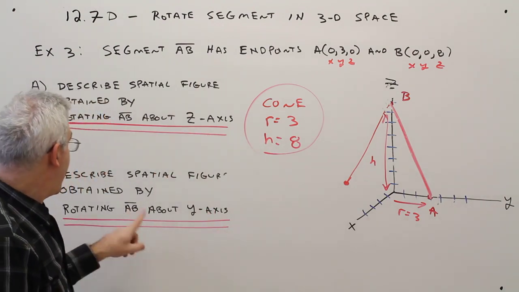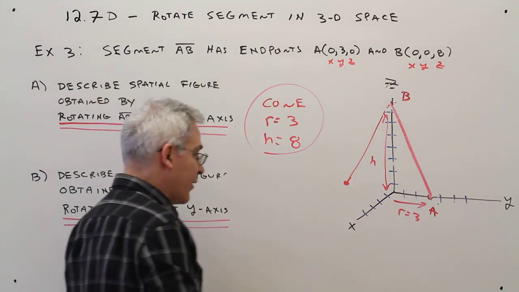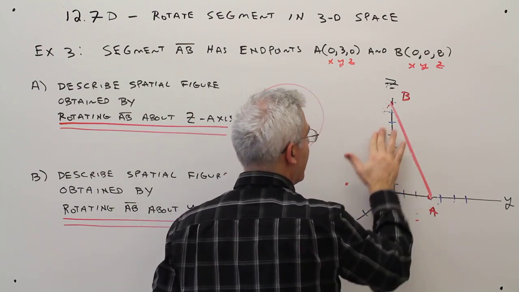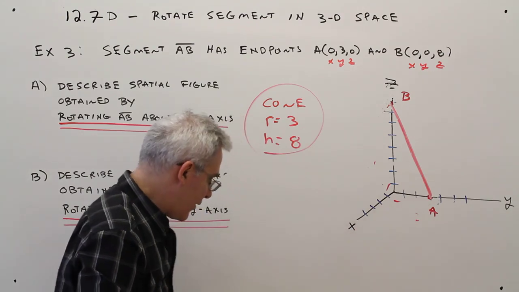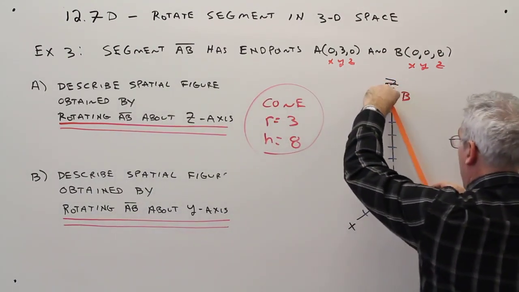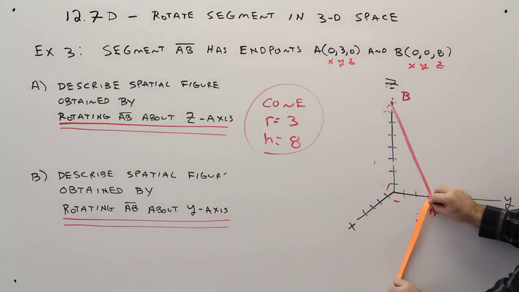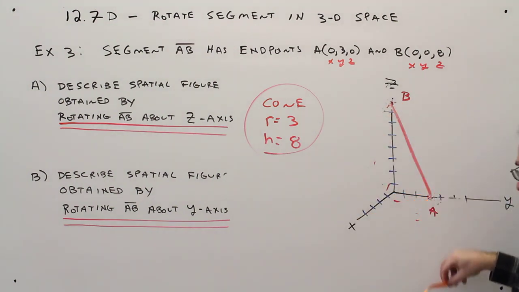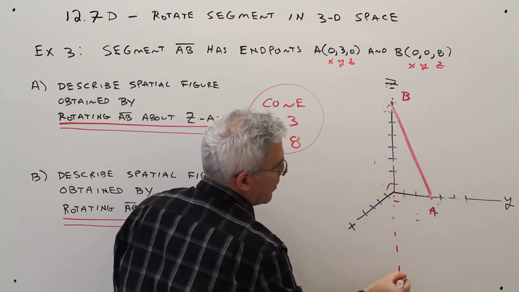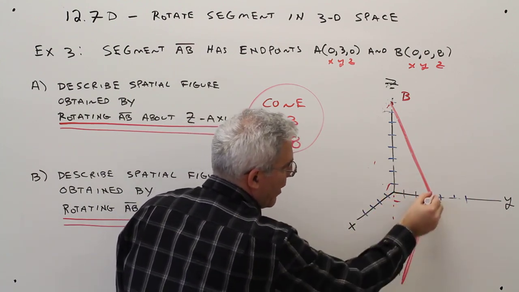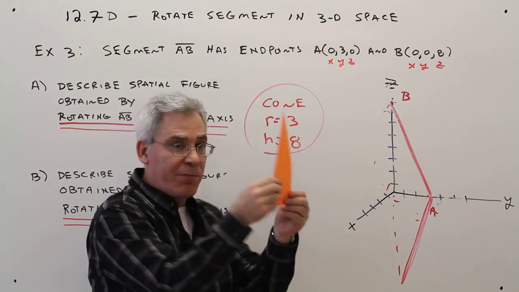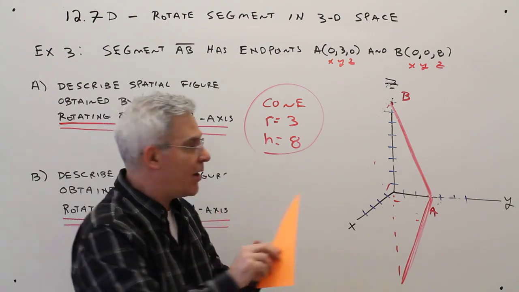Now we're going to do the same thing, except rotate about the y-axis. Okay, so I'll erase all this. So here's the y-axis. What I'm going to do is take my segment, and to rotate about the y-axis, I'm just going to reflect it to help me better visualize it. It's going to be something like that. Hopefully you can again see we're going to get a cone.